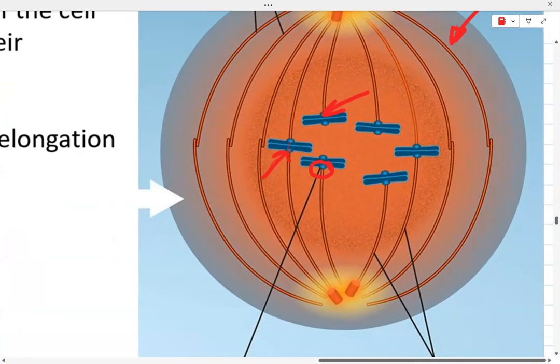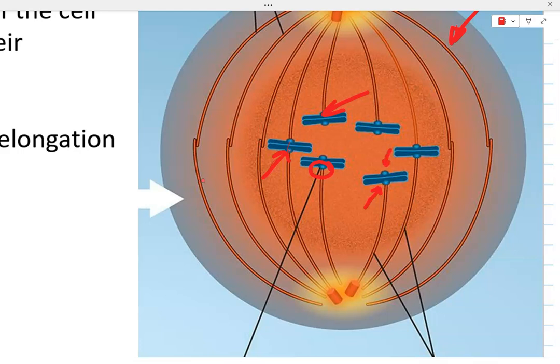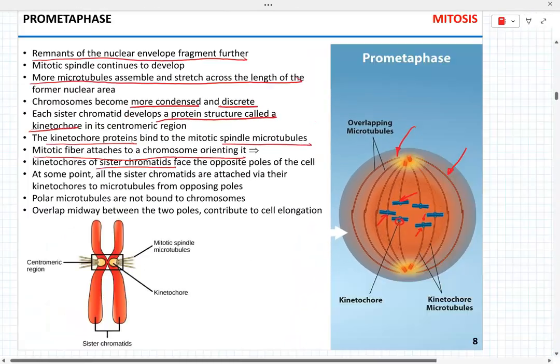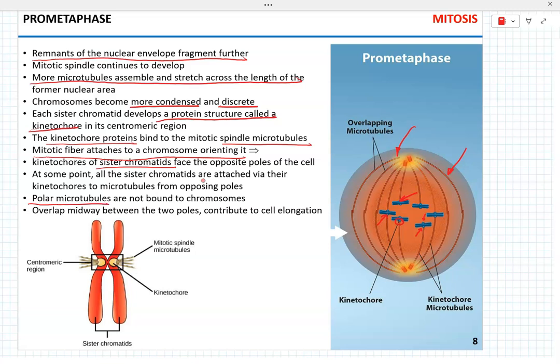You can see it in this illustration that these kinetochores are facing the opposite poles of the cell. Now, there is another kind of microtubule, so-called polar microtubules. These are not bound to kinetochores on the chromosomes. They overlap between two poles, here and here, and contribute to further cell elongation.